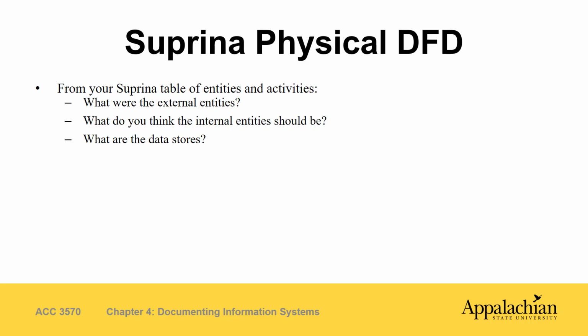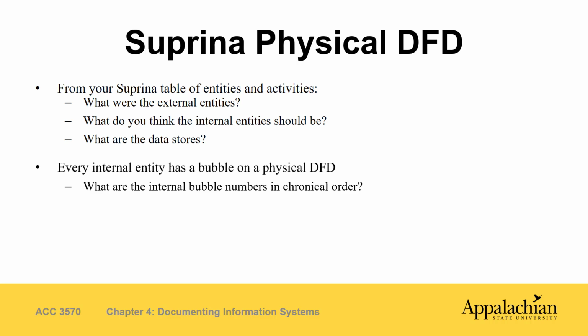So Sabrina physical data flow diagram, from your Sabrina table of entities and activities, you have to ask yourself, what are the external activities? What do you think the internal entities should be? And what are the data stores? And in class, I would have written this up on the board. Every internal entity has a bubble on the physical data flow diagram. What are the internal bubble numbers? And then make sure that you number them in chronological order.